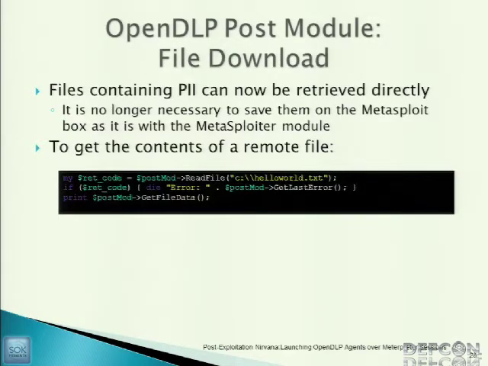And we can download files just as easily. To get the contents of a remote file, I call the method read file. It returns 0 if successful, and then call get file data to get the contents of that file.